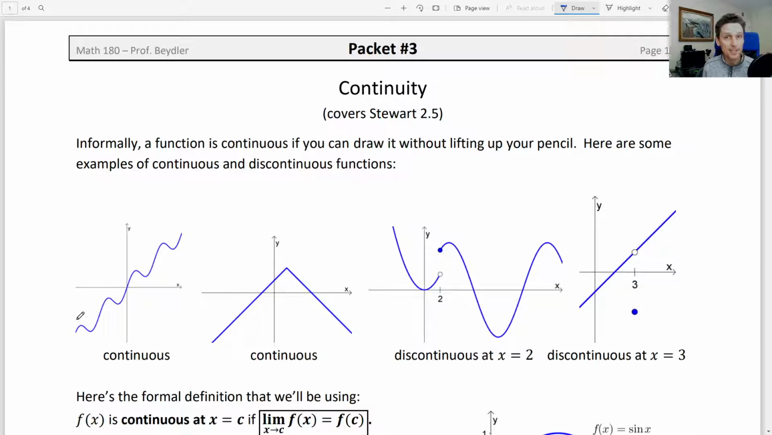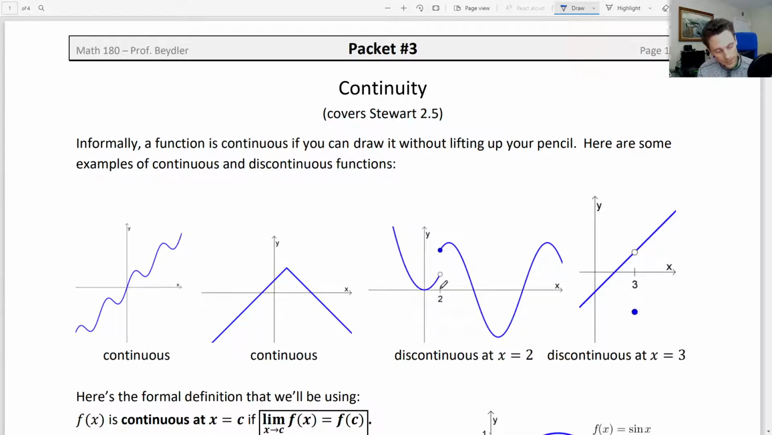So what is a continuous function? Well, informally, a function is continuous if you can draw it without lifting up your pencil, or stylus, I guess. So here are a couple of examples of continuous functions. You can see that I can draw this function without picking up my pencil. Here's another one. I can draw it without picking up my pencil. I didn't have to pick it up right at that corner there. So it's continuous everywhere.